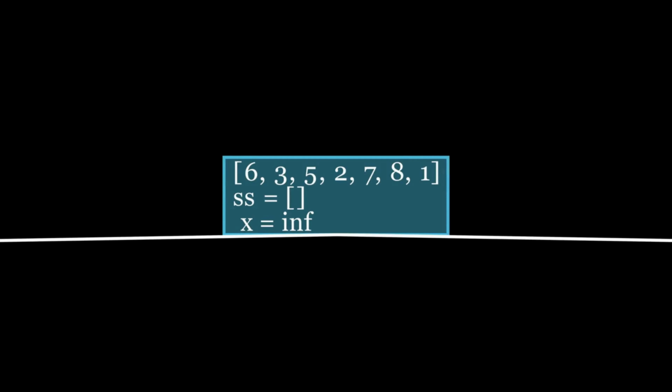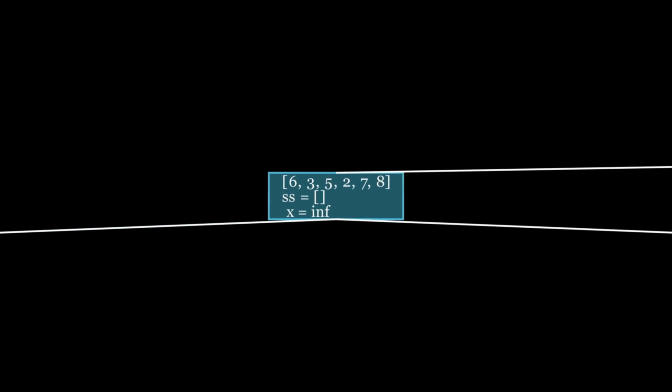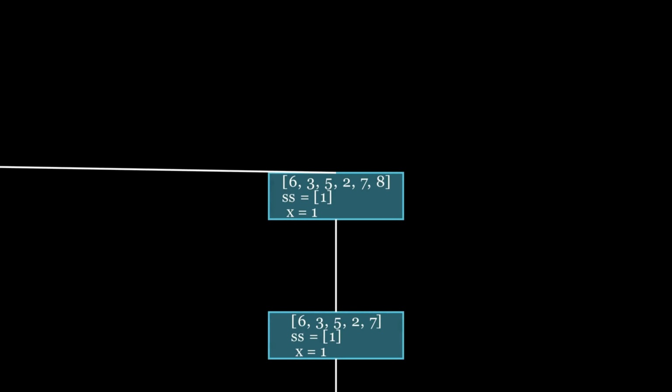So let's look at an example. Sequence A equals 6, 3, 5, 2, 7, 8, 1. In the beginning, we initialize x to infinity and the current sequence to empty. Similar to the last approach, in the first level, we choose to include or not include 1, the last number of the given sequence. If we choose not to include 1, the problem is exactly the same as the naive approach. The difference is that if we choose to include 1, we must also set x to 1 to ensure that from now on, we will only include a number smaller than 1 so that our subsequence is increasing.